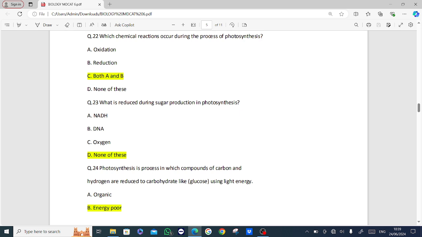Next MCQ is, what is reduced during sugar production in photosynthesis? Options are NADH, DNA, oxygen, none of these. Answer is option D, none of these.